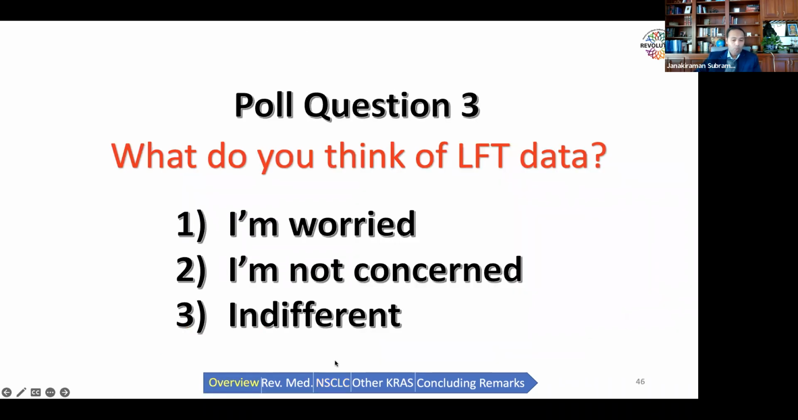So we have a poll question. What do you think of this LFT data? I'm worried, not concerned, indifferent. Hold on, I'm just trying to get this poll launched.